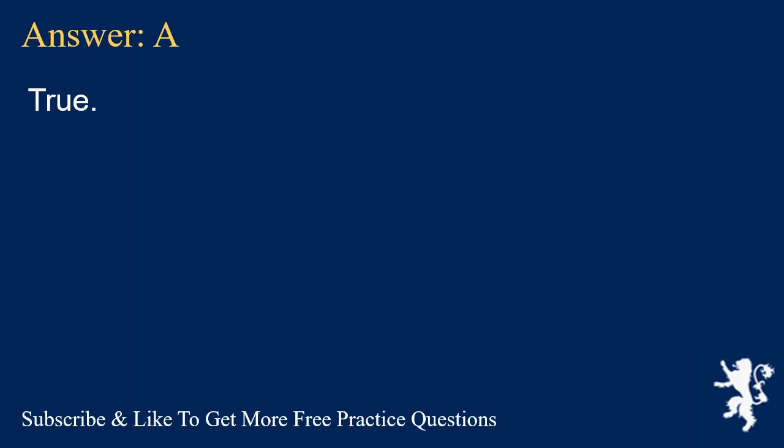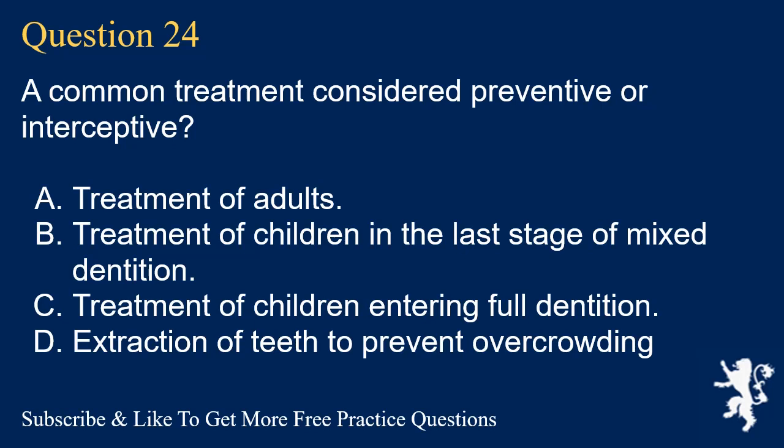Question 24. A common treatment considered preventive or interceptive? A. Treatment of adults. B. Treatment of children in the last stage of mixed dentition. C. Treatment of children entering full dentition. D. Extraction of teeth to prevent overcrowding.